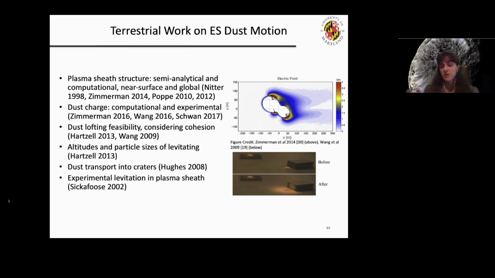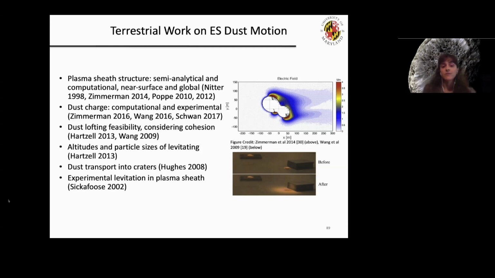results from an experiment that very clearly show that dust is jumping from a pile up onto the side of this block in a vacuum chamber. So we do have experimental evidence that the lofting phenomenon is feasible. The question is, does it actually happen on the lunar surface?